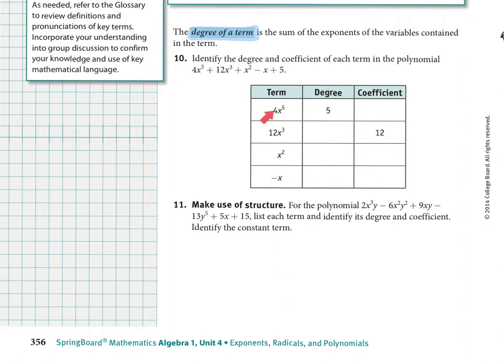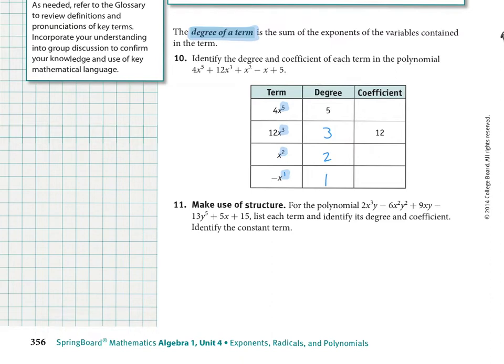So they did the first one for us. So the degree is really the sum of the exponents in the variable. Now each of these terms only has one variable. So it's actually kind of nice to start to look at this because it will always be the exponent. Now, if your exponent isn't there, remember we can always put a 1 there to figure that out. So we know, again, since all of these only have one variable, that we can write down the degree as what that exponent is. So for the first term, it's 5, the second one is 3, the third one is 2, and the last one is 1.